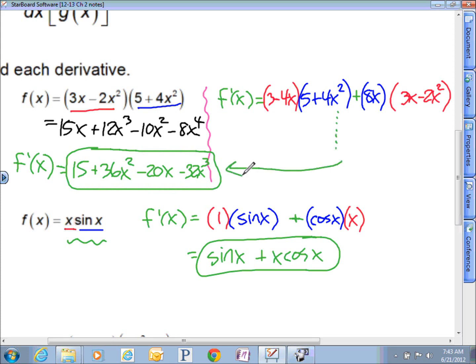So my advice would be, with a problem like number 1, do the algebra ahead of time and then take the derivative. Because if you do the derivative first, what actually happened to us is we doubled the amount of algebra we would have needed to do. Problem number 2, you can't avoid the product rule. You have to do it. No way around it.